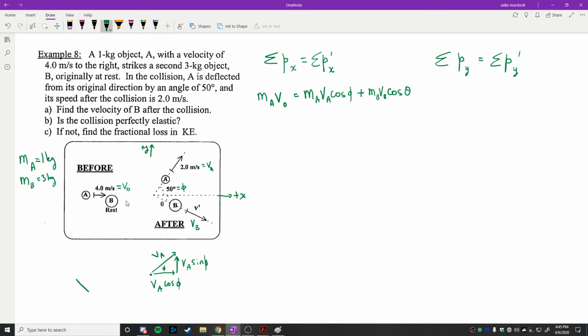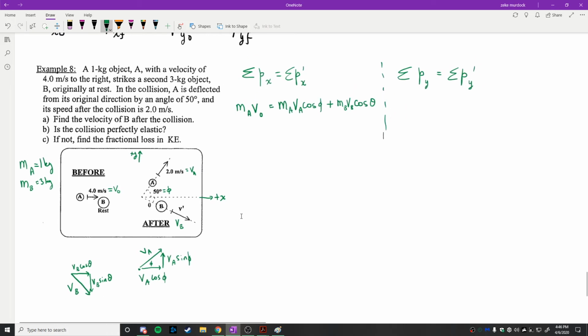So for vb, you've got vb points this way, and you can break it up into one that goes this way and one that goes this way, where this is going to be vb times the cosine of theta, and this is going to be vb times the sine of theta. Okay? We don't know what theta is either, by the way. All right, so that's one equation. We'll talk about how many unknowns it has in a second, but that's one of our equations there.